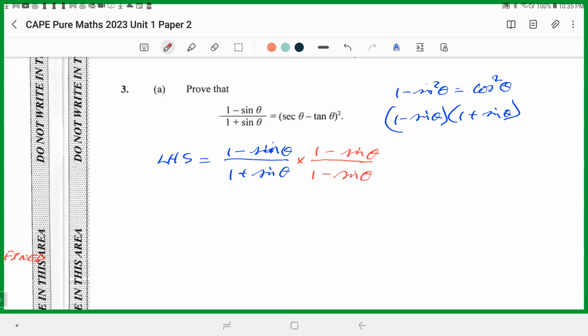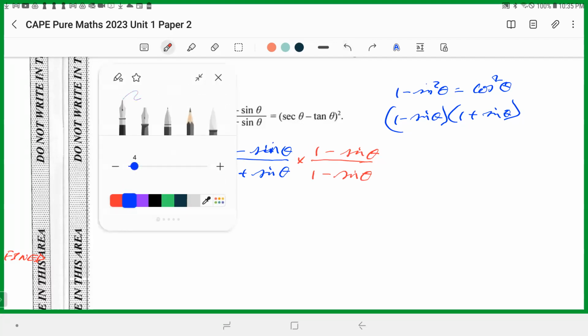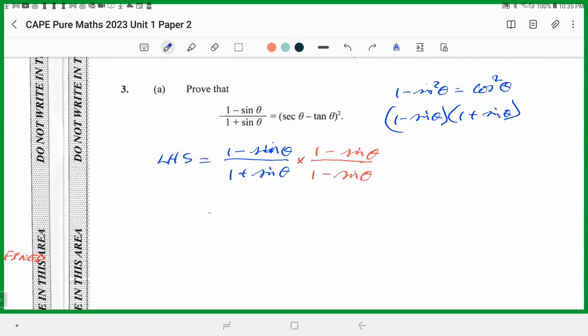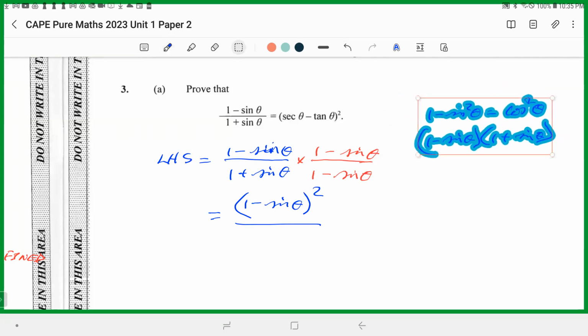Right? So already I have a perfect square on the numerator. So I'm going to keep it in. I'm not going to multiply it out because I want this perfect square here. So I'm going to keep it as 1 minus sine theta all squared over. Then this and this now will become cos squared, as I show over here. You could actually leave this on the paper, right?